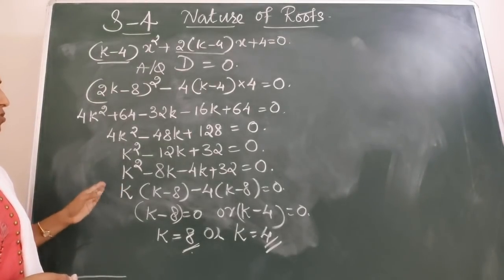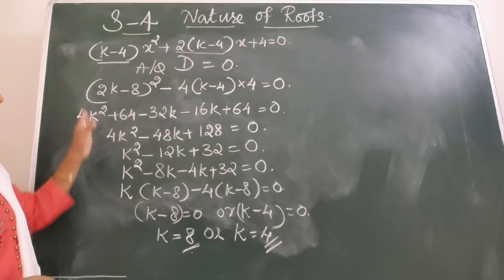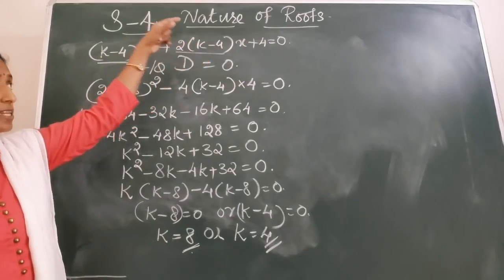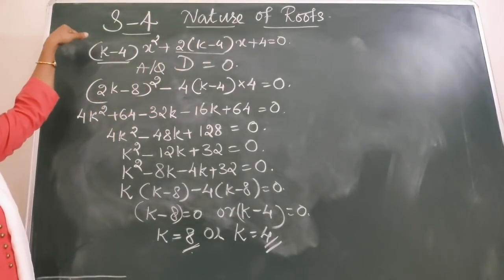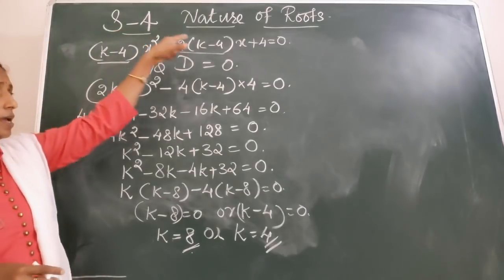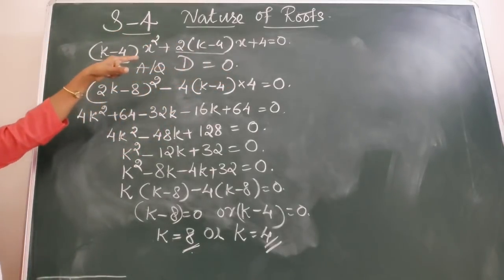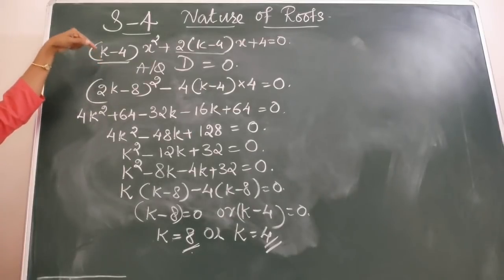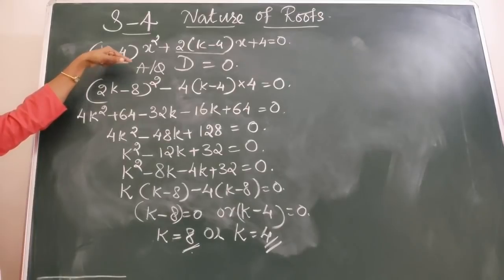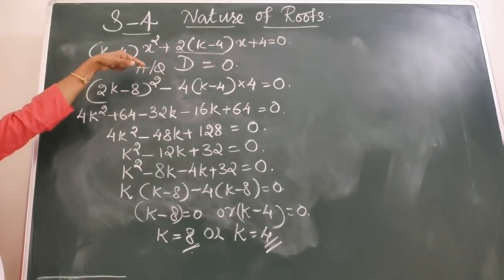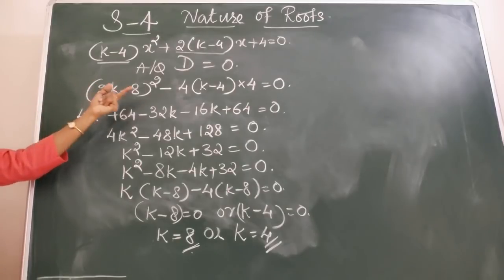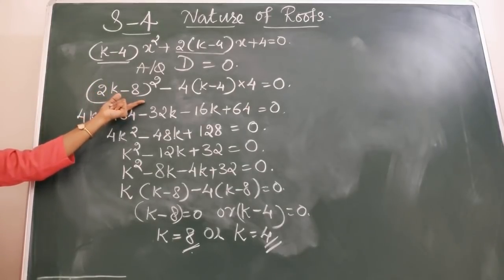Just note down this solution also. Find the values of k for which the equation has two equal roots. According to our question, the equation has two equal roots, so our discriminant will be equal to 0. Discriminant equal to 0 means b square minus 4ac will be equal to 0.